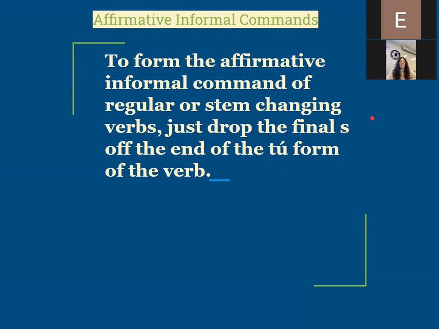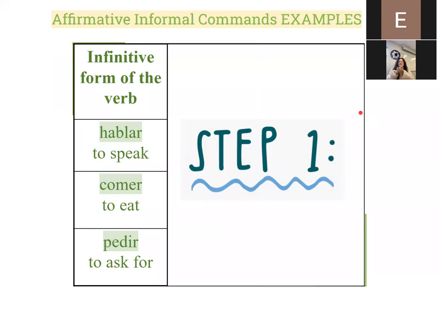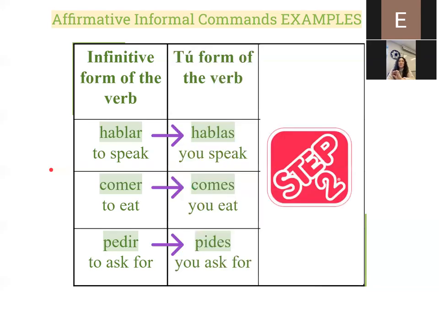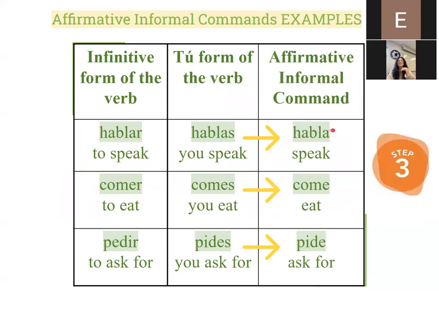So here are some examples. Step one, we have the infinitives of the verbs hablar, comer, and pedir. To put those in the present tense tú form, I would have hablas, comes, and pides. And then my other step is simply to drop the final S. So the command for speak would be habla. If I wanted to say eat, I would say come. And then ask for or order, I would say pide.